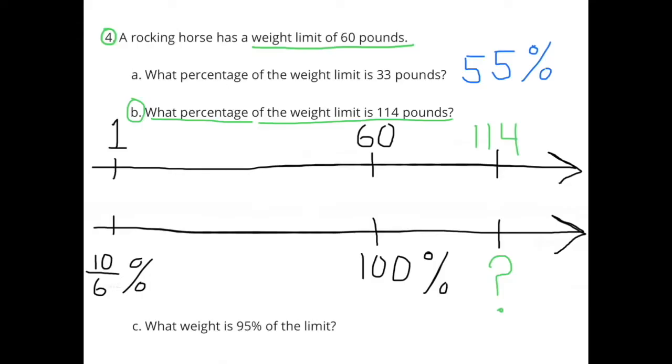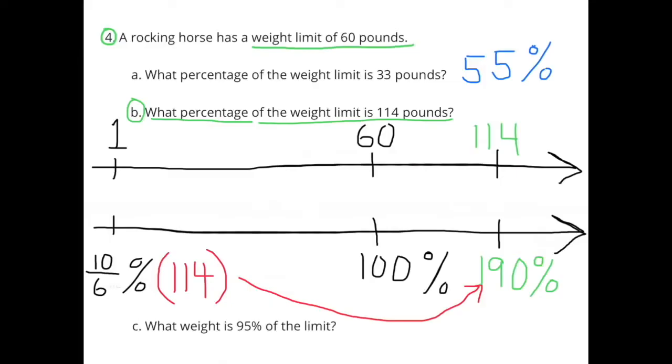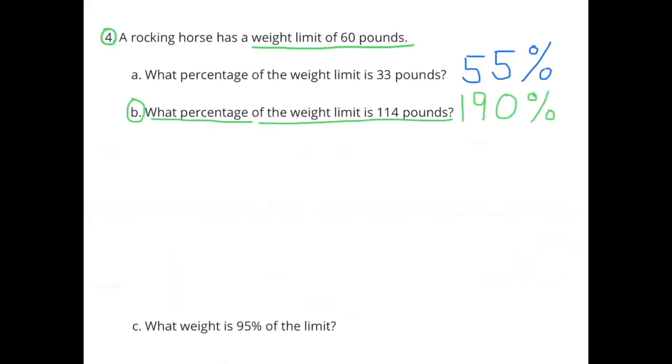I'm going to reuse my double number line since I've already divided 60 by 60 to get 1, and I divided 100% by 60 to get 10/6%. So to figure out what percentage of the weight limit is 114 pounds, I have to multiply 1 times 114 to get 114 pounds, and I need to multiply 10/6 times 114, and that is 190%. 114 pounds is 190% of the 60-pound weight limit.